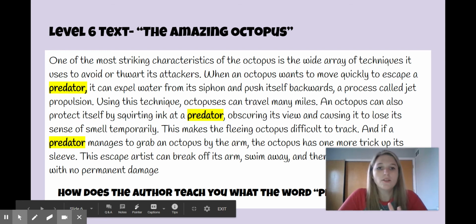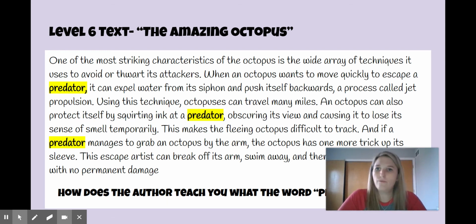What's happening? So we're going to see if we're noticing anything here. Maybe it's the same as our other texts, or it's a little bit more challenging here. So you can see it's only mentioned a few times in this passage, but it's still in there a couple of times. One of the most striking characteristics of the octopus is the wide array of techniques it uses to avoid or thwart its attackers.